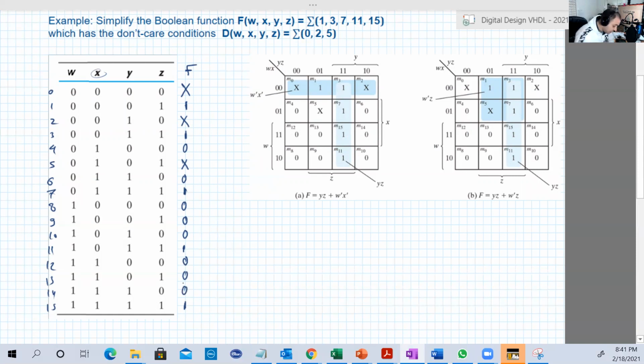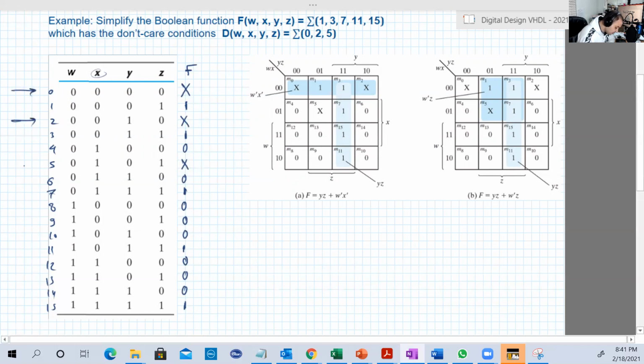Let's now understand more what's going to happen at 0, 2, and 5. One practical example is that these three combinations will never happen. I mean, in your application, W, X, Y, and Z will not all be zeros at the same time, which is minterm 0. Same for 2, same for 5.